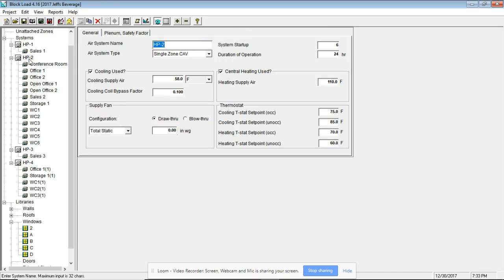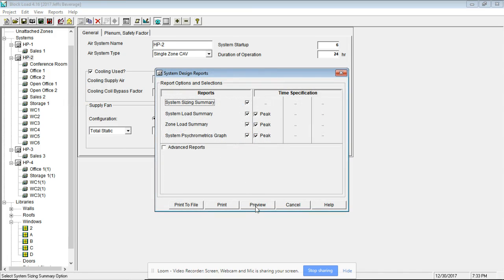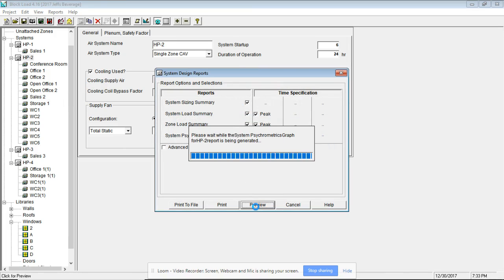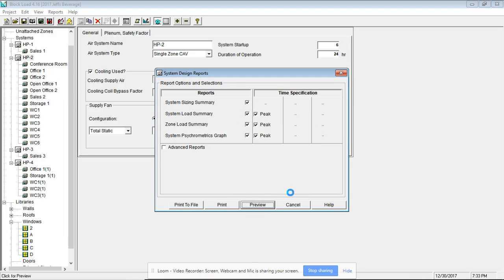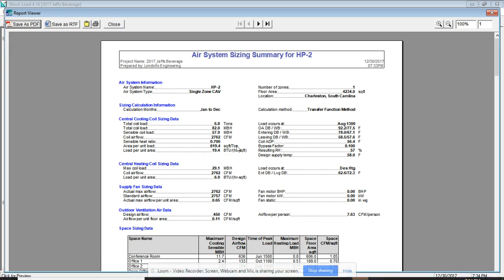I'm going to click on HP number 2, right click on it and choose print and view load results. Hit preview, and it's going to give me the answers or the calculations that I'm looking for so I can start doing the air conditioning layout.